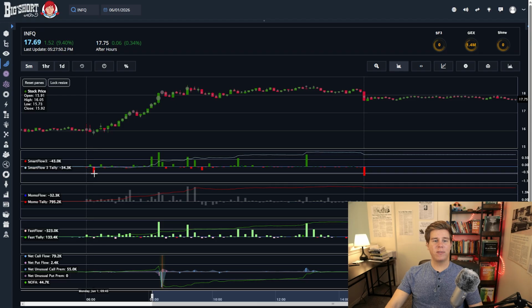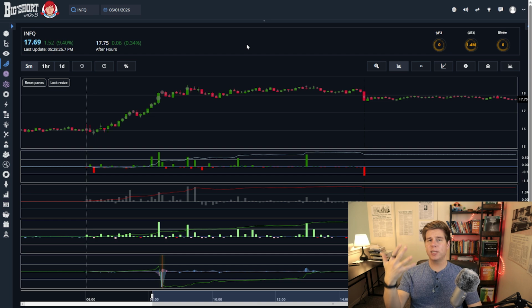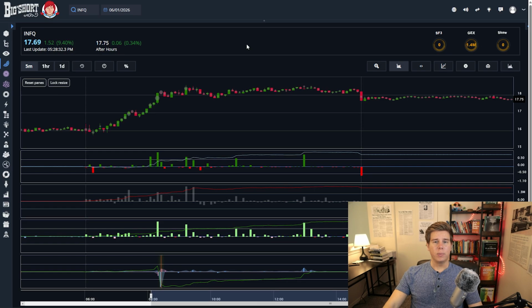So for example, if I have this big red bar here, and then I have another big red bar here, and then another big red bar here, I'm not going to enter. But in this case, we had a big red bar, fast flow switched to buying, and SF3 switched to neutral. And let me show you how I actually play this, because this isn't hypothetical. This is a trade I took today. So let me show you this trade.